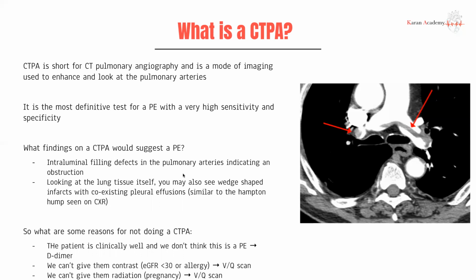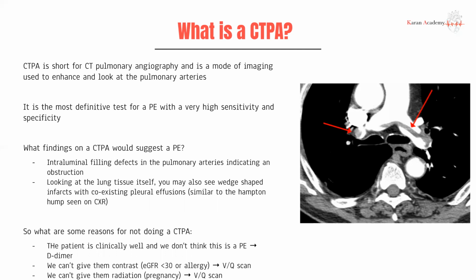You can also, because this is a CT, very much look at the lung tissue itself, and you can see things like the Hampton's hump equivalent, so wedge-shaped infarcts, but you can also see pleural effusions. One of the most common questions you will be asked on exams and in OSCEs is when to use a CTPA, when to use a VQ mismatch study. Now, the rule of thumb is that CTPAs are almost always better. If you can use a CTPA, use a CTPA.